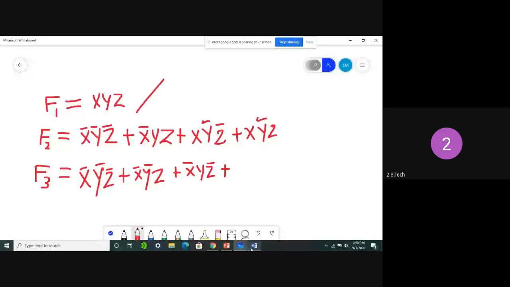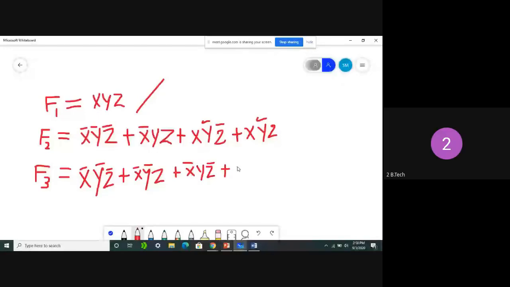And what is the other combination? Three combinations completed. The fourth combination is y and z are positives, so x bar and yz. Plus, what is the other combination? y bar x z. The other combination is the final combination.